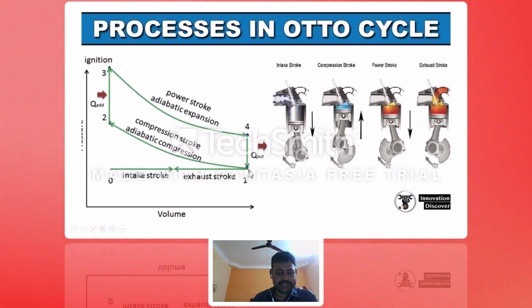Here, in the first stage, 1 to 2, adiabatic compression takes place. Then 2 to 3, heat is added, which is the combustion process. Then 3 to 4, the power stroke, adiabatic expansion. Here the hot gases push the piston and power is generated. Finally 4 to 1 is the exhaust, where the hot gases everything is escaped.